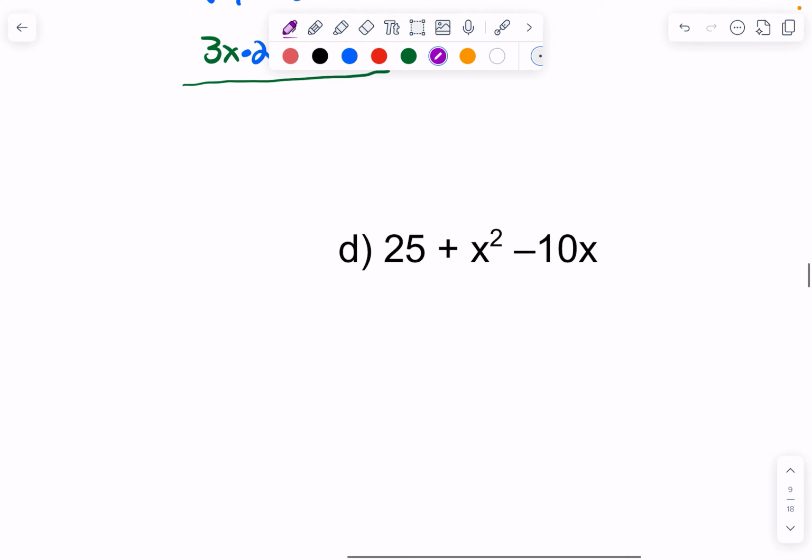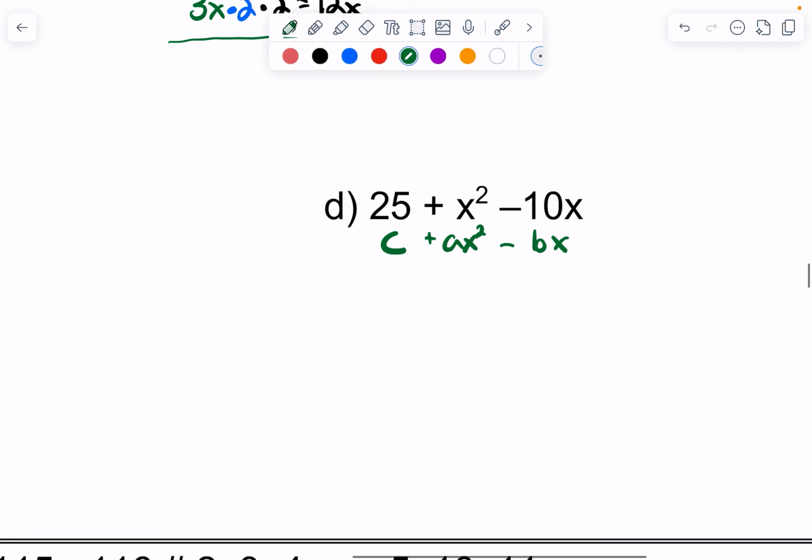Okay, next one. Ooh, something looks odd here. It's written in a weird format where this is my C, and then this is my ax squared, and this is my minus bx. So I don't like that. Let's rearrange it, all right? So let's just put it in ax squared minus bx plus c format. So it would actually be x squared minus 10x plus 25. And now let's factor it, okay? Once we put it into proper form. So rearrange.